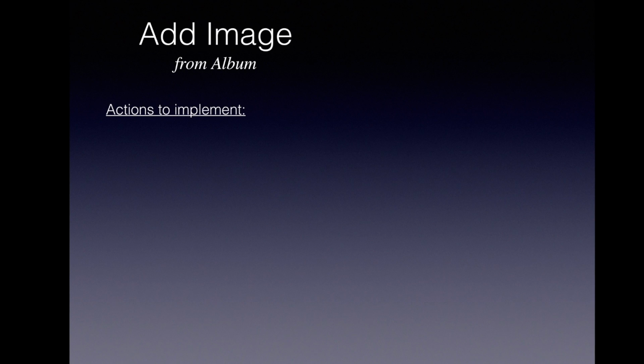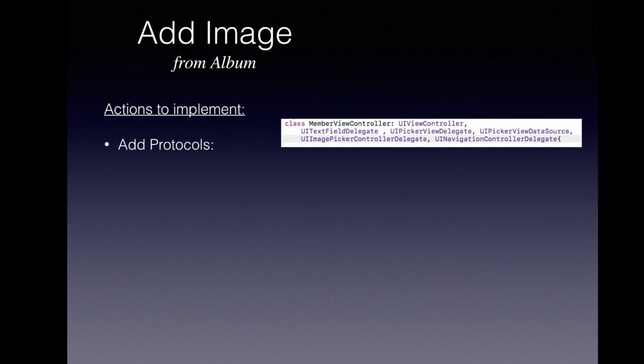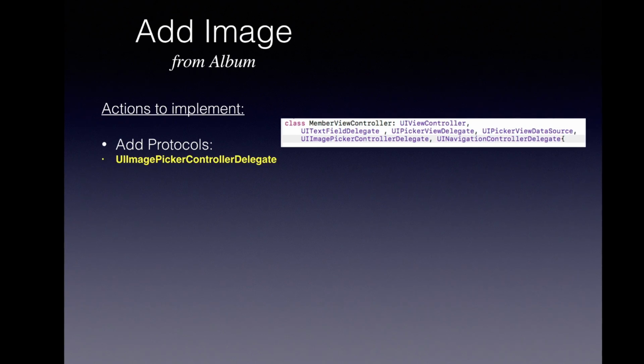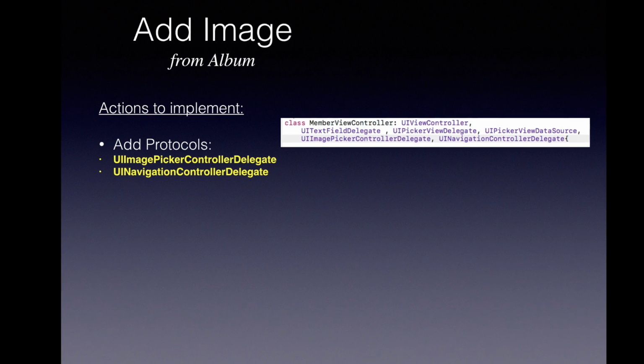And finally, we want to be able to add an image from an album that we have on our mobile. And in order to do that, there's a number of things we need to do. For one, we might want to add protocols to enable the use of an image selector. The way we select images is we have a UIImagePickerController, and so we need to add a delegate for that control. And because when we're using an image picker control, we're actually displaying a separate view, we'll also need to add a UINavigationController.